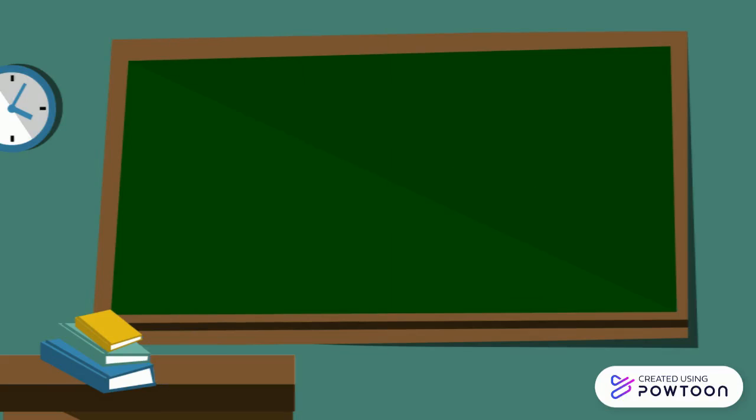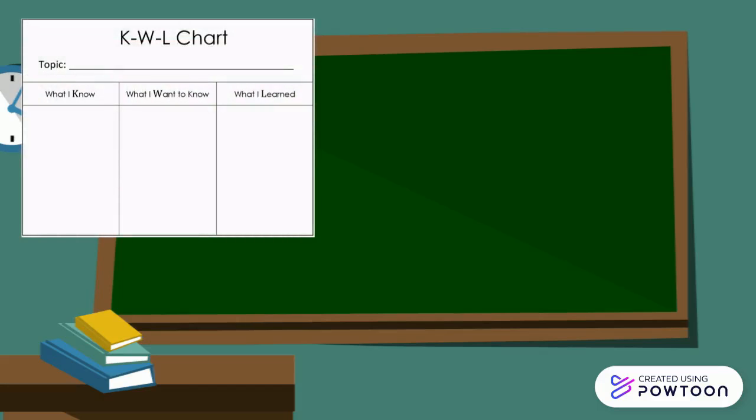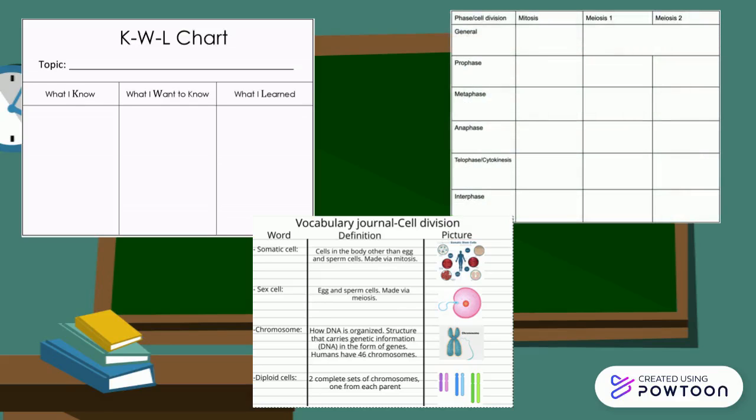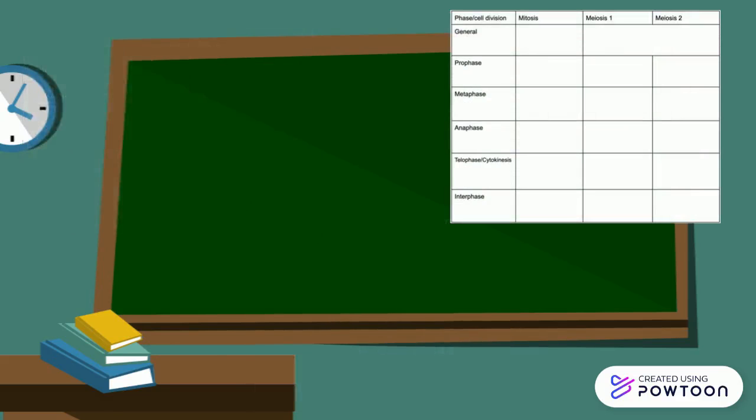By now, you should be able to fill in some of the what I learned portion of the KWL chart, add some italicized and underlined words from the lesson onto your vocabulary journal, as well as fill in the mitosis section of the comparison matrix. Next lesson, we will learn about meiosis, and you can continue and finish these activities.